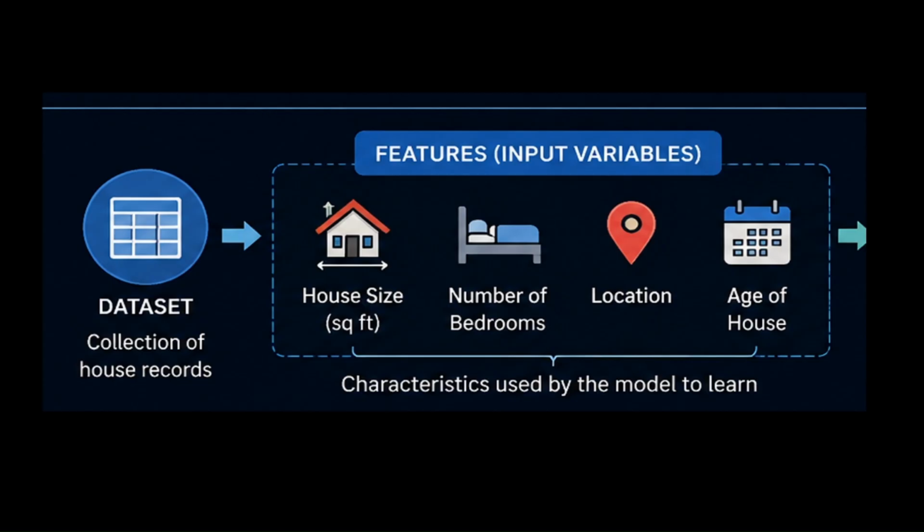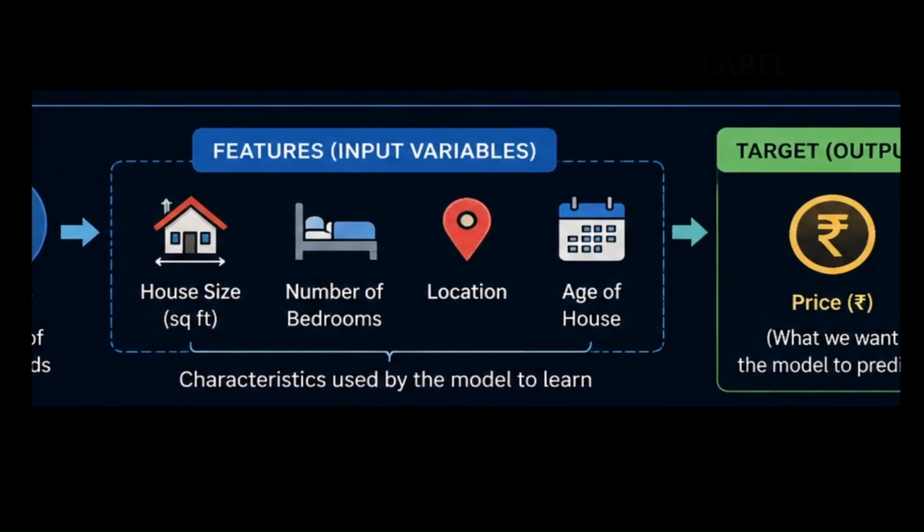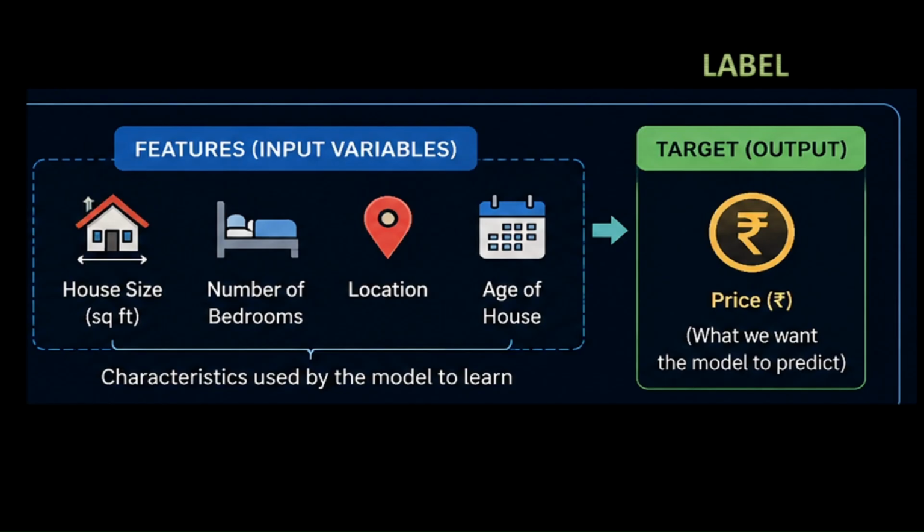Suppose our dataset contains information about many houses, and we have house size, number of bedrooms, location, age of the house, and the price. So the first four are characteristics that we give to the model, shown in blue color, and these are called the features. But what about the price? In this example, the price is what we want the model to predict, right? So the actual price that is already available in our training data is called the label, or a target, or an output.